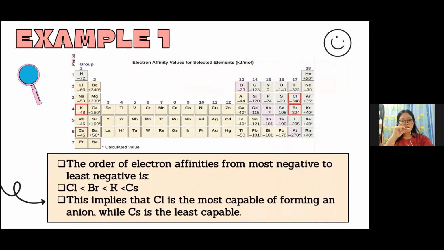Based on what we have discussed earlier, elements with the most negative electron affinity values tend to have higher attraction for electrons. Electron affinity values become more negative from left to right across a period. They also become more negative from bottom to top of a group. Using the table as a reference, the order of electron affinities from most negative to least negative is chlorine, bromine, potassium, and cesium. This implies that chlorine is the most capable of forming an anion, while cesium is the least capable.